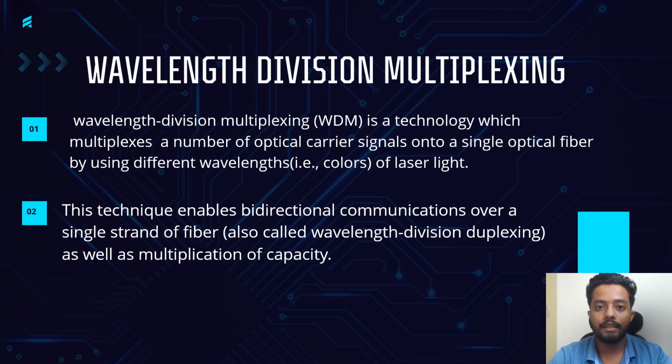Second type of multiplexing is wavelength division multiplexing. Wavelength division multiplexing is a technology which multiplexes a number of optical carrier signals onto a single optical fiber by using different wavelengths, or colors, of laser light. This enables bidirectional communication over a single strand of fiber, also called wavelength division duplexing, as well as multiplication of capacity.